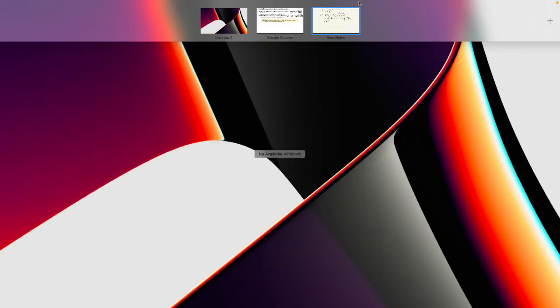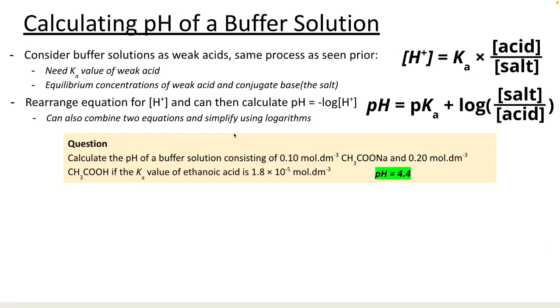That answer makes sense because we've got an acidic buffer. We've got an acid, so pH equal to 4.4. What about if you've got a basic buffer solution? What do you need to do here? There's a few ways to consider it.